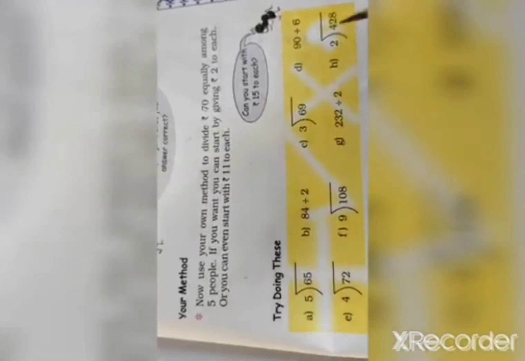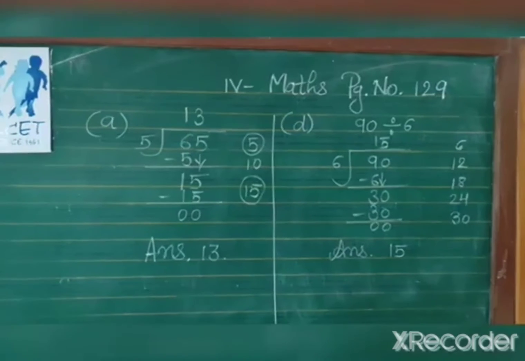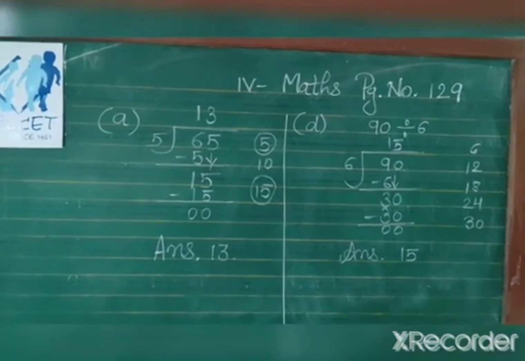Now, try doing this. So let us start this. How I will teach you the division. Already I taught you, but again I will do. Two sums I will solve and some you will solve. Okay. Now A, 65 divided by 5.